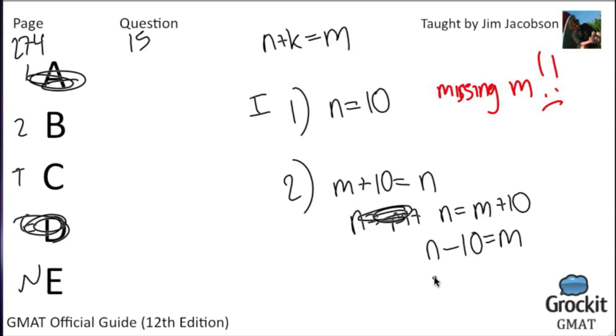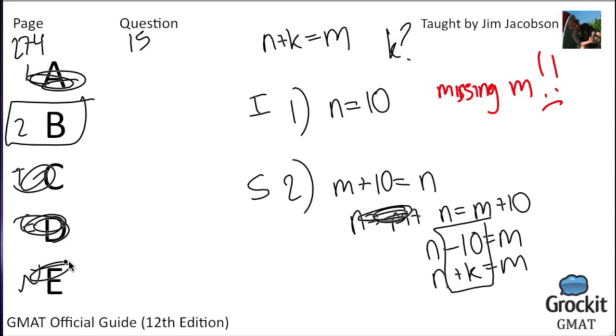Well, n minus 10 equals m, in terms of how that maps onto n plus k equals m, clearly k equals negative 10. So in this case, we do have enough to answer the question for what the value of k is. That's what the question is, right? Yes, value of k. So statement number 2 is sufficient. Answer choice B. We can cross off C and E because statement 2 was sufficient on its own.